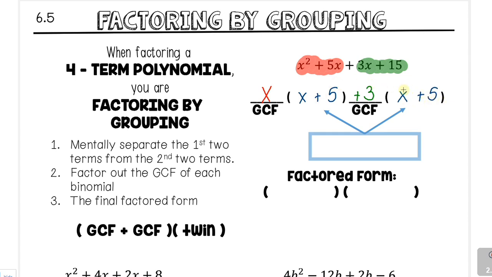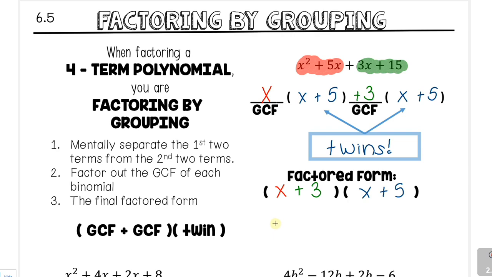Now if you look, inside our parentheses here, both of them are the same. So those are our twins. So you're going to take whatever's on the outside, x plus 3, so your greatest common factor is there, and make it a binomial. So x plus 3. And then you're going to bring down your twin, but you're only going to write it once. So x plus 5, and you just factored by grouping.